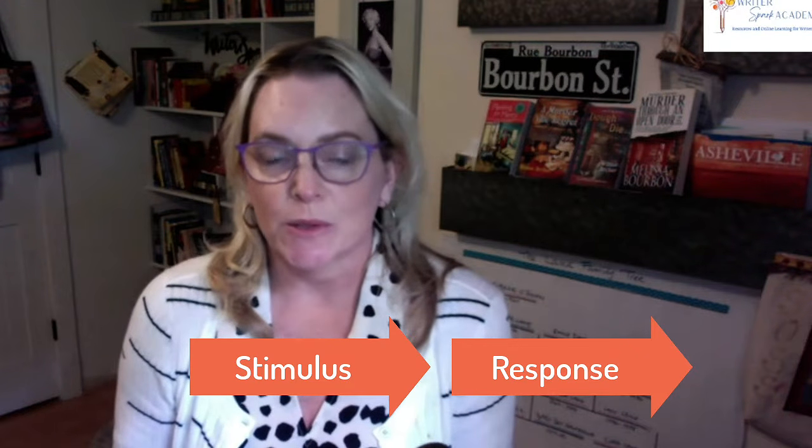We also want to take a look at scene structure. In order to really understand deep point of view, we do need to understand scene structure as well. Scene structure builds on a character's goal, motivation, and conflict, and it ends with disaster. This can be simplified by saying that a scene is made up of a series of stimuli, and response or responses. One thing happens, which then leads to or facilitates a response or a reaction, and that happens over and over.